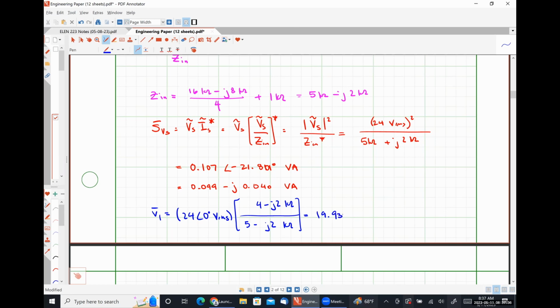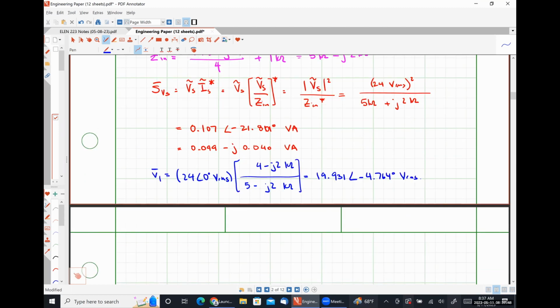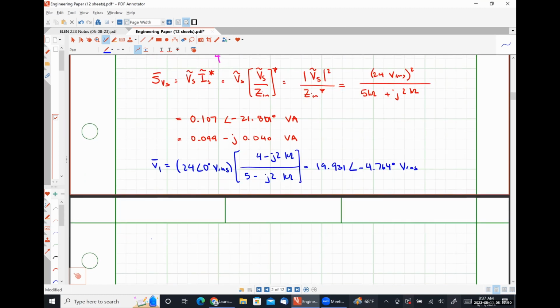19.931 with an angle of negative 4.764. If I've done this correctly, which I believe I have, but if you guys have a different suggestion, I'd be willing to hear it. How do I find V2?